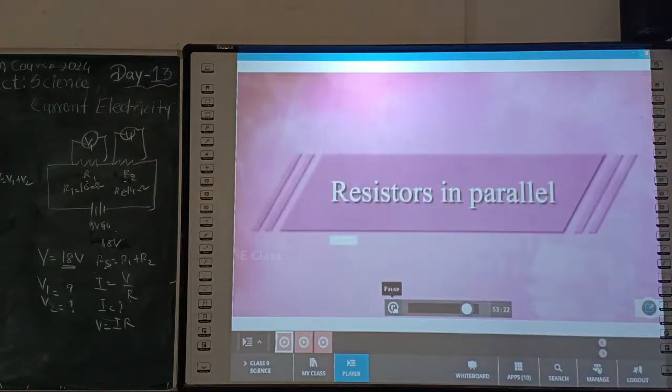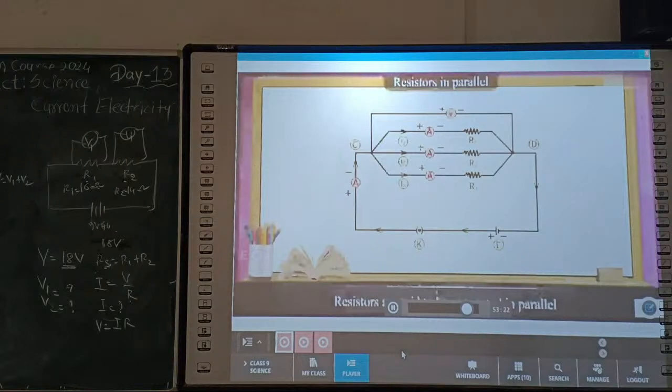Resistors in parallel. Resistors are said to be connected in parallel when their ends are connected at both sides as shown in figure. The figure shows three resistors R1, R2 and R3 connected in parallel between points C and D. V is the potential difference between C and D. Let I1, I2 and I3 be the currents flowing through R1, R2 and R3 respectively.